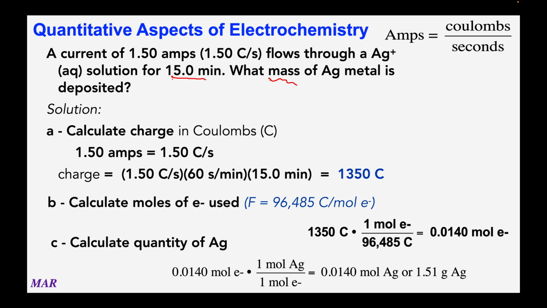So if you want to make silver metal from a silver plus solution, and you apply 1.50 amps of current for 15 minutes, you should create 1.51 grams of silver.